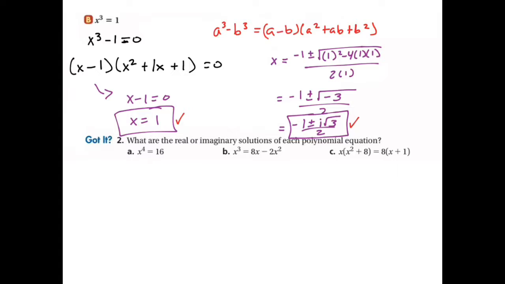The bottom part is practice. If you want to give it a shot, I recommend it. Some of these are easier than others. Like question C is already factored for you, so this one will be really nice and easy for the most part. Question B, a little trickier, but easily doable. And question A. So pause the video, give them a shot, and then unpause it to see the answers.